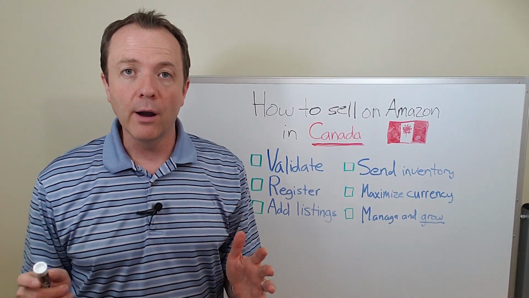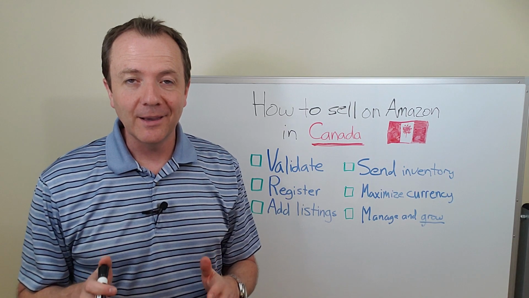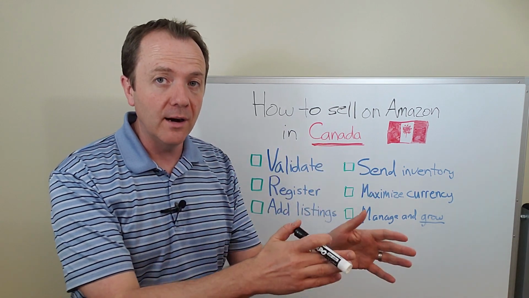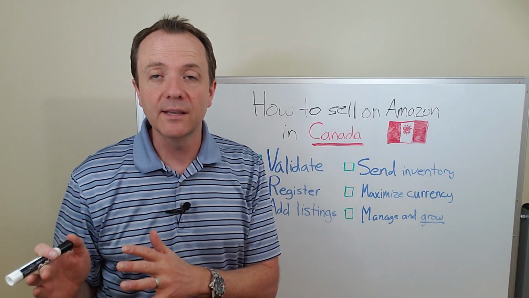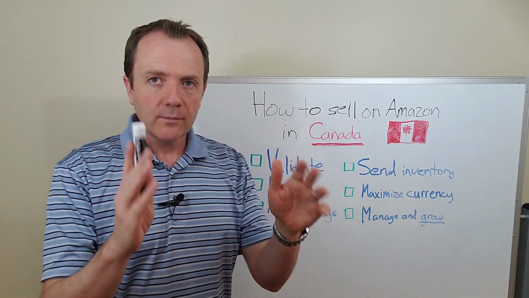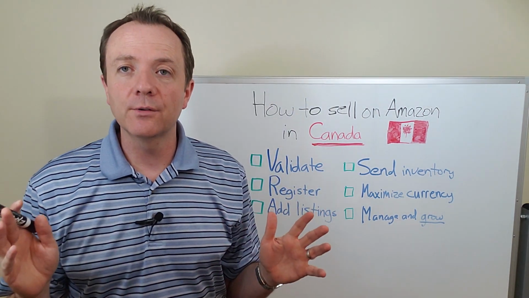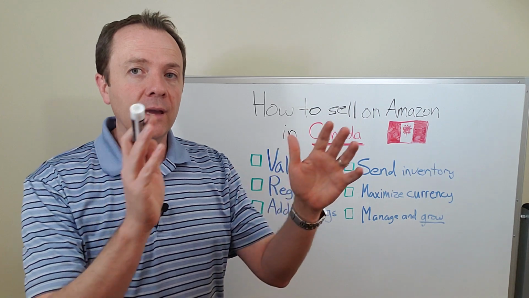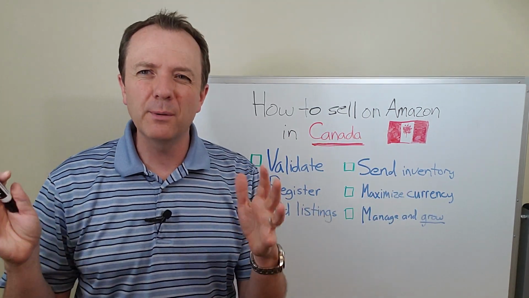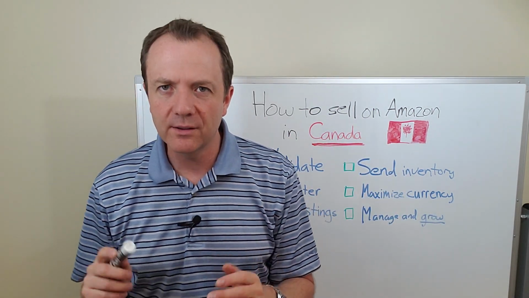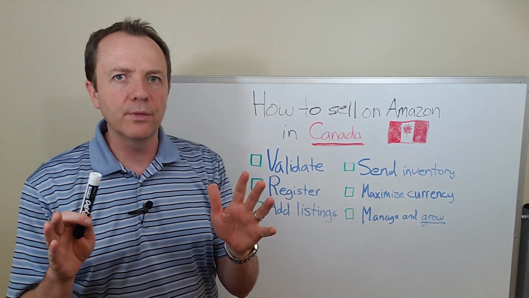So just to go ahead and get into it, first thing you're going to want to do is validate your product. Generally speaking, if it's going to sell on Amazon.com, it will also sell on Amazon.ca. So we're just going to take the assumption here that you're a US-based seller and you're going to grow into Canada. You can pretty much follow some of these steps if this is not exactly the case with your situation, but we're going to go with that.